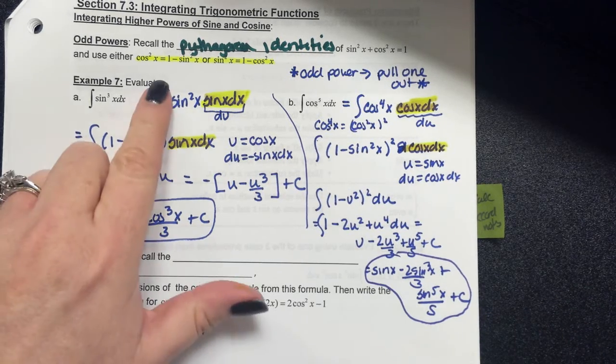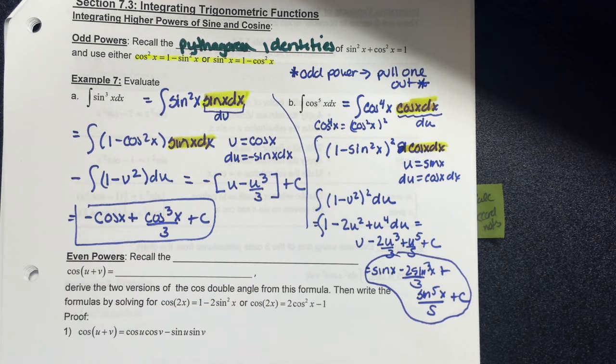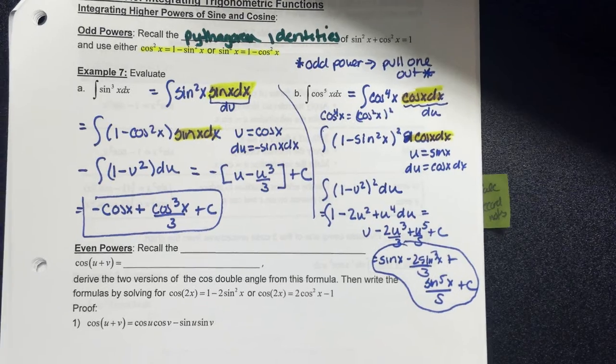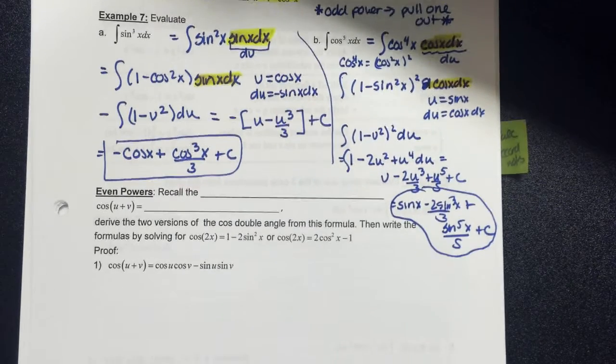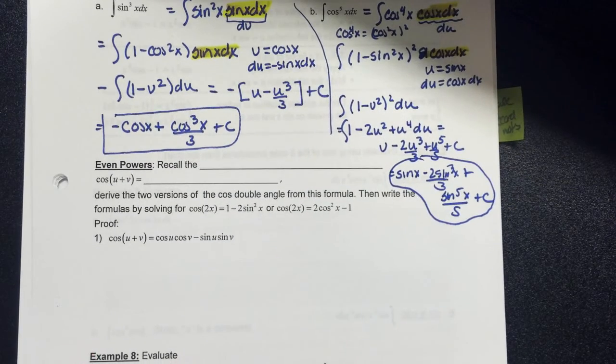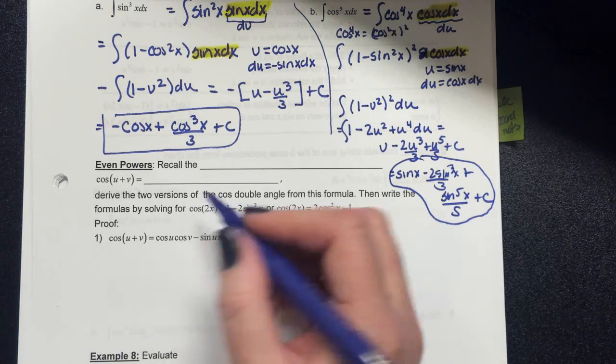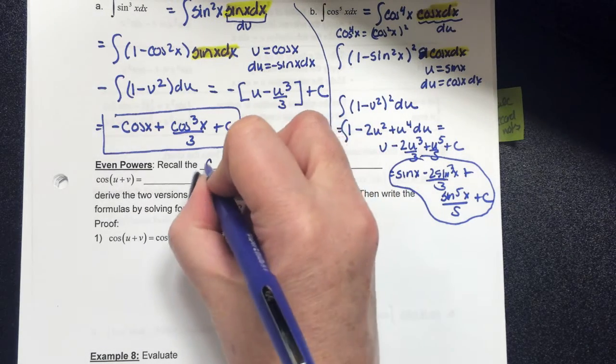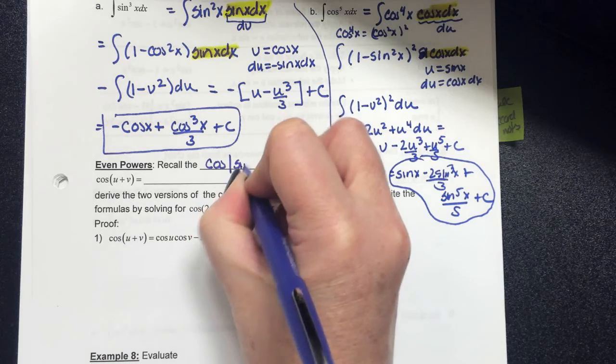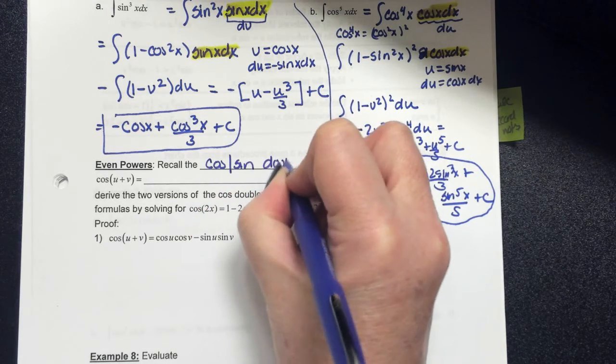So if you're dealing with an integral where sine or cosine is raised to an odd power, you pull one factor out and then you can do Pythagorean identity substitutions. Now, if your trig function's already an even power, then this is where you have to remember your cosine, sine, double angle formulas.